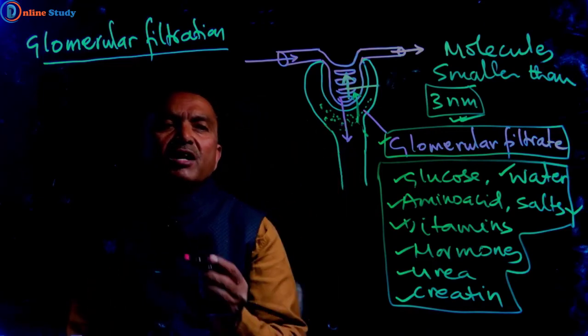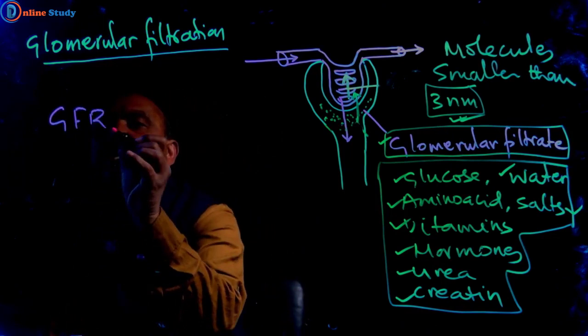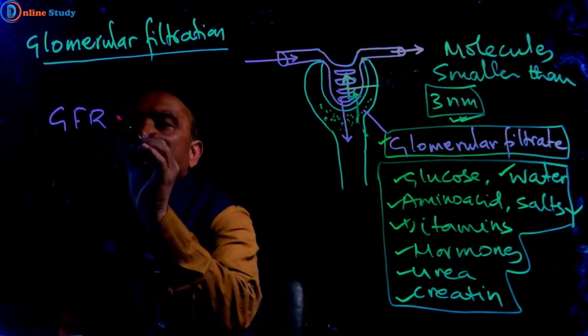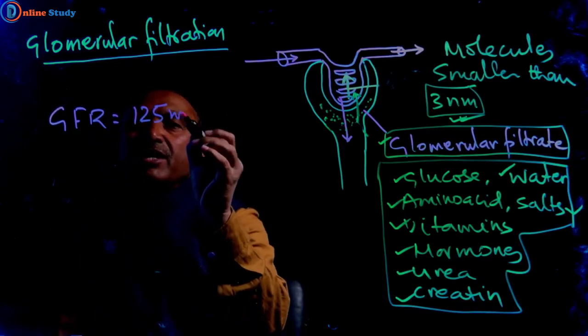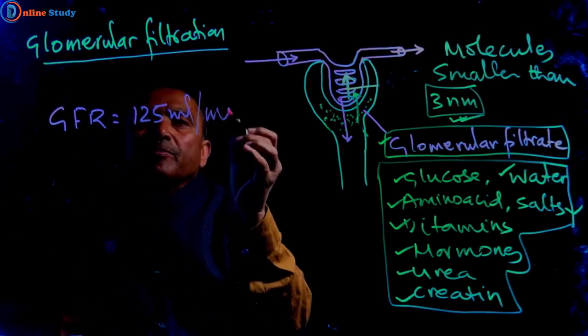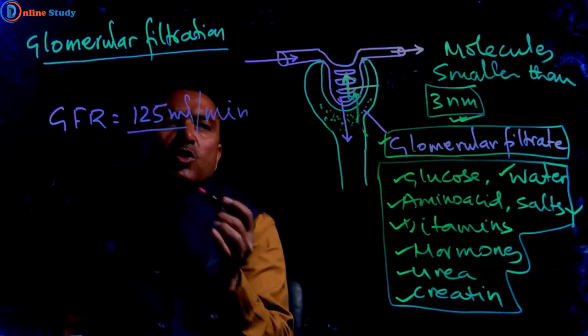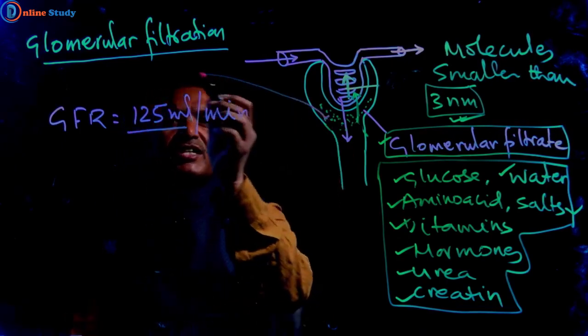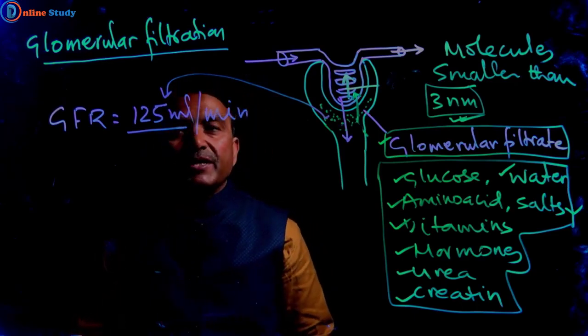Here, glomerular filtrate rate, we can say GFR. R means rate. Glomerular filtrate rate is 125 ml per minute. This much, 125 ml glomerular filtrate, is formed per minute.